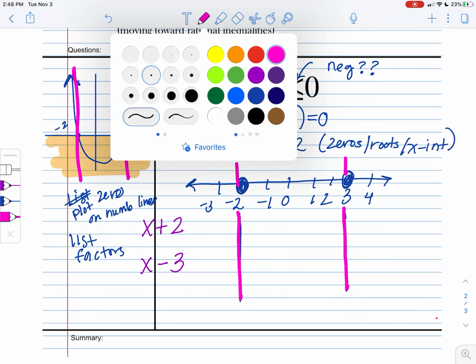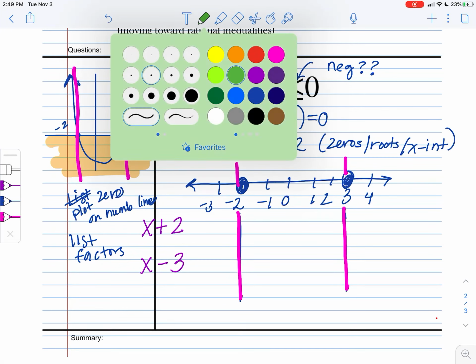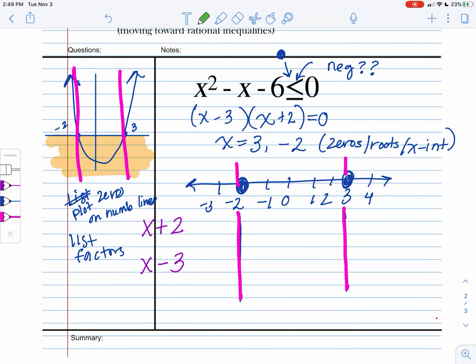And then I'm going to, maybe I'll use green. I'm going to think about what would happen if I picked a number in this space here. So in this space are the numbers x is less than or equal to -2. If I pick a number over here, I'm going to pick -3. And I want to know what happens. If I plug in -3 right here, I get -3 plus 2, and that is a negative factor. And then if I do it again to this x minus 3, -3 minus 3 is -6.